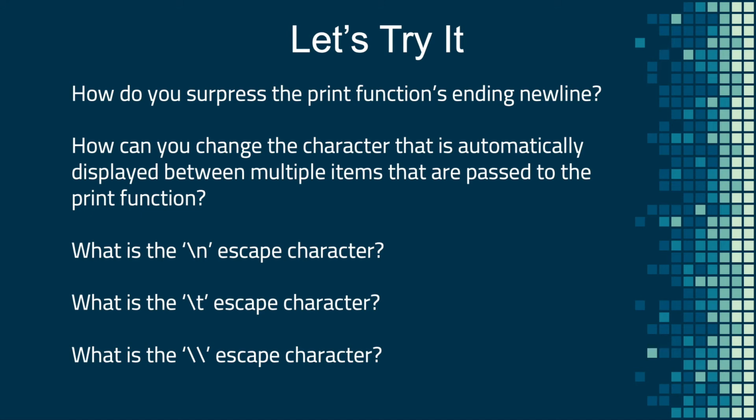So we do this by using the end attribute, or the end argument. What we can do is end equals, and in quotes, we can put anything else we want. If we do end equals empty quotes, it will just have no new line, nothing else after it. If we want to put a comma after it, we can do end equals quotes, comma.